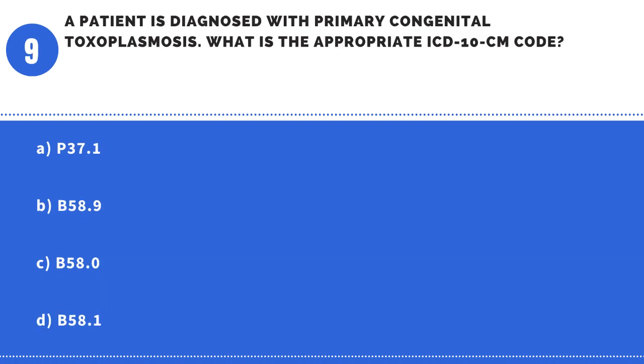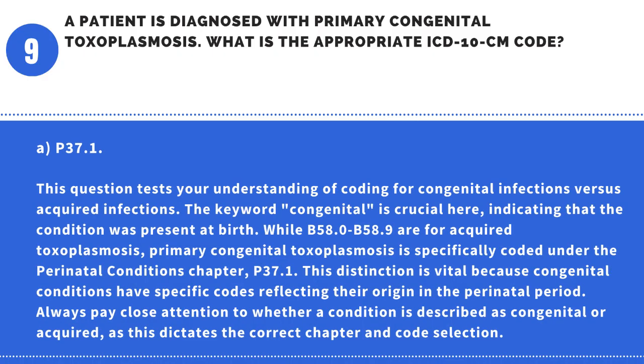Question 9. A patient is diagnosed with primary congenital toxoplasmosis. What is the appropriate ICD-10-CM code? A. P37.1. B. B58.9. C. B58.0. D. B58.1. Answer A.